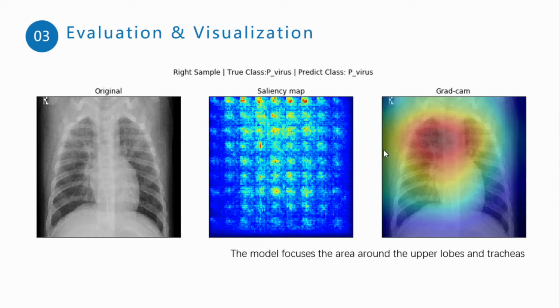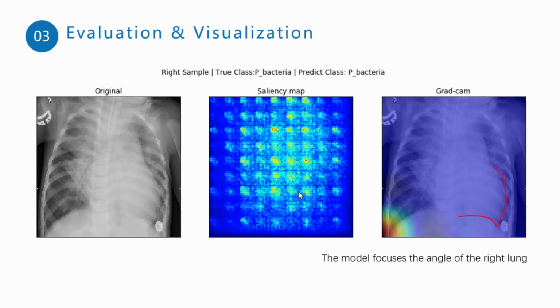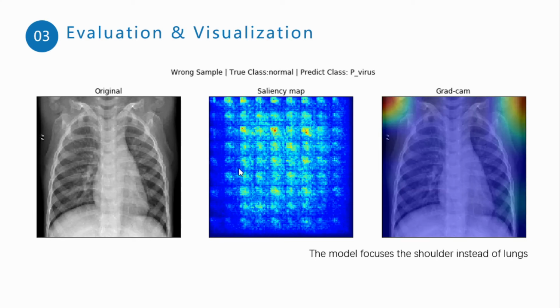In most correct samples, the model focuses on the correct area where some shadows appear, suggesting pneumonia. However, there are some exceptions even when the predictions are correct. For example, in the PowerPoint, when the heart border and the diaphragm disappear, the feature map actually looks at the angle of the right lung. In some wrong predictions, the model becomes even ridiculous in that it looks at the shoulders instead of the lungs.